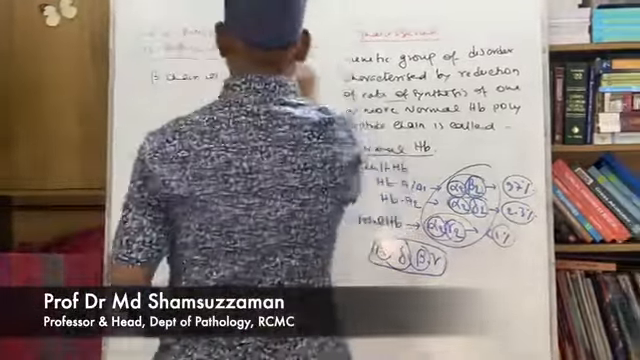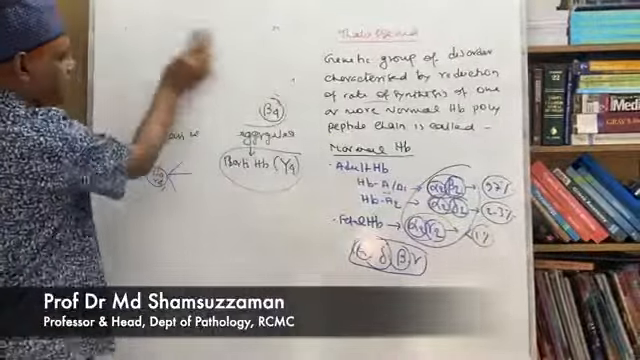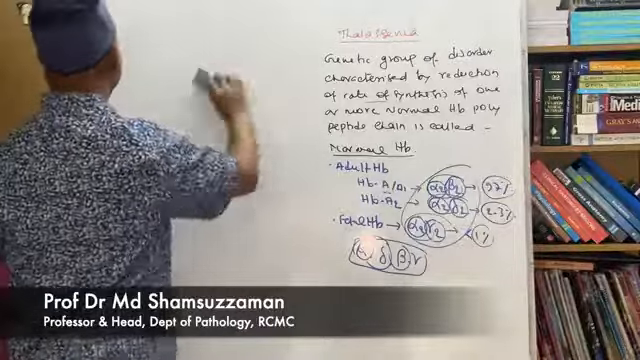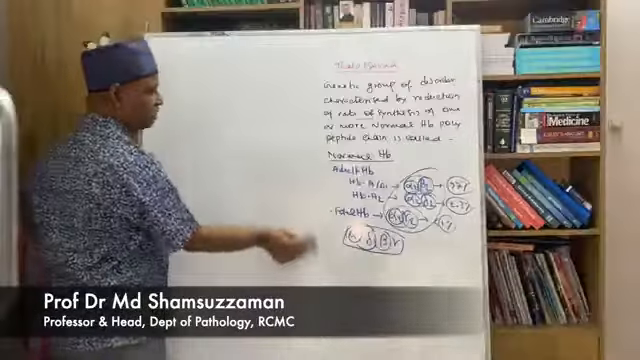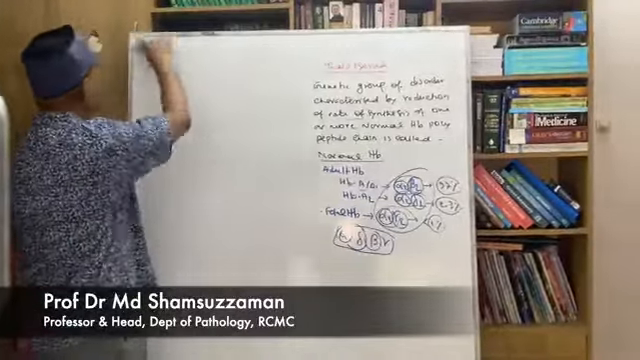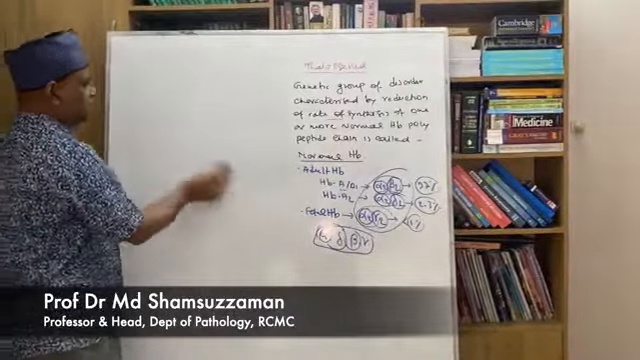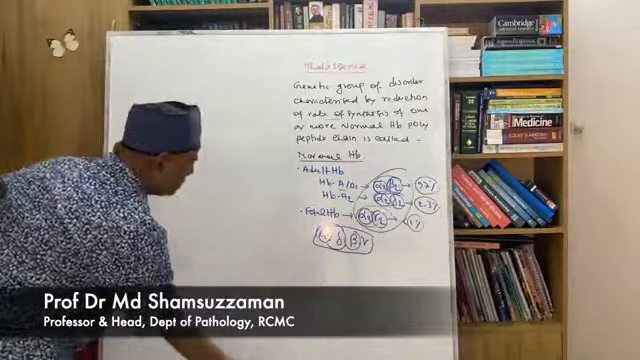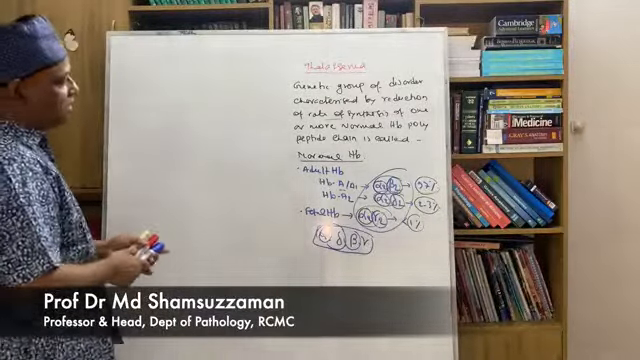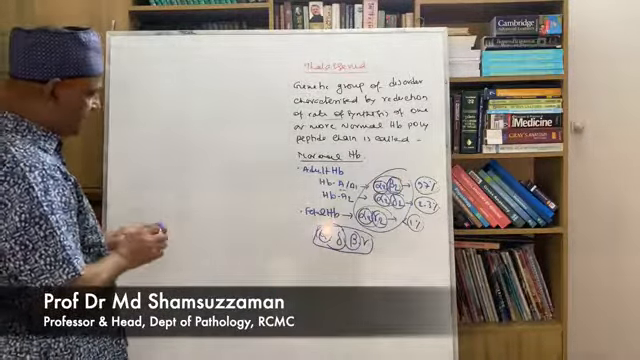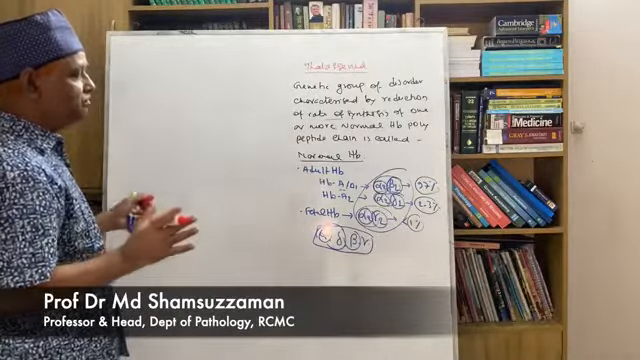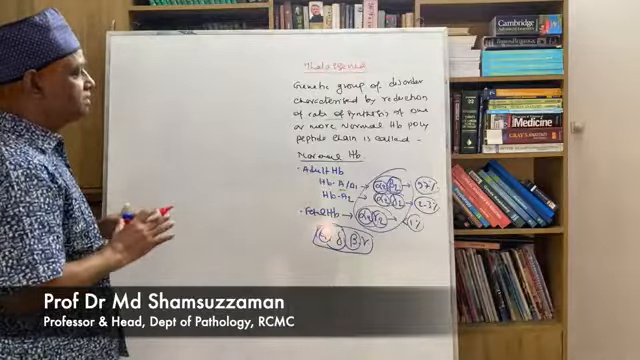Again, I can say Bart's hemoglobin and hemoglobin H are the aggregated form of beta chain or aggregated form of gamma chain. These are the unstable hemoglobins. Due to their instability, RBC undergo premature destruction, and that is hemolytic anemia. Now come to if beta chain synthesis is affected.